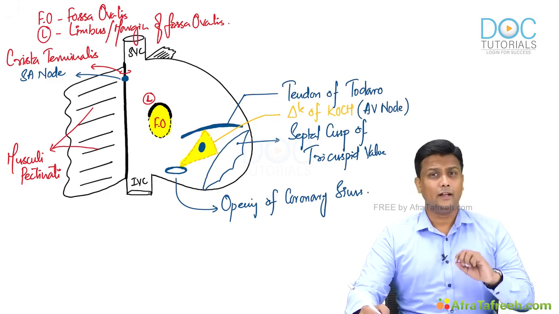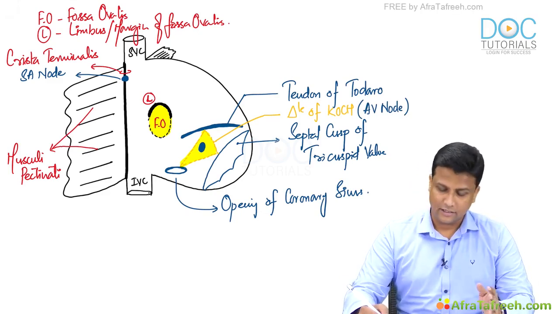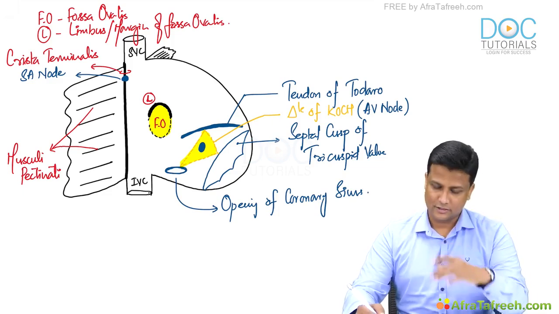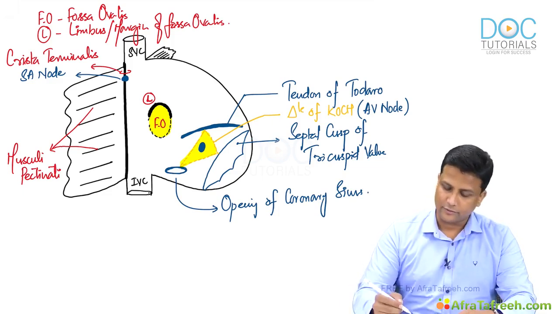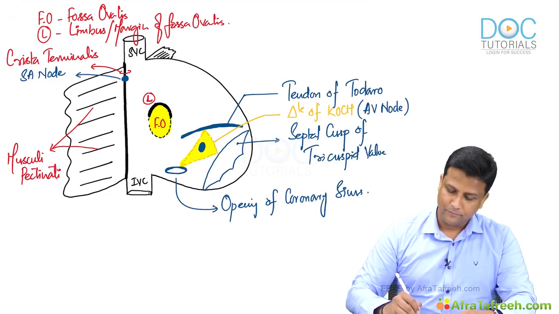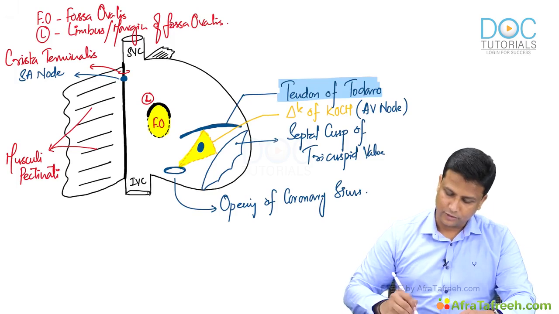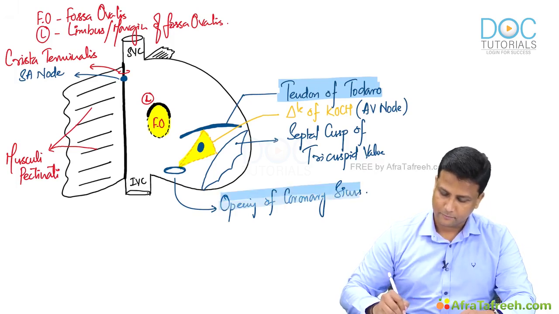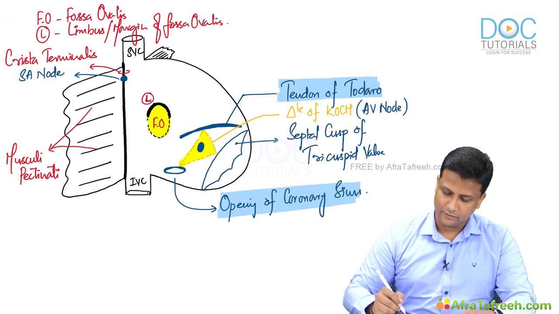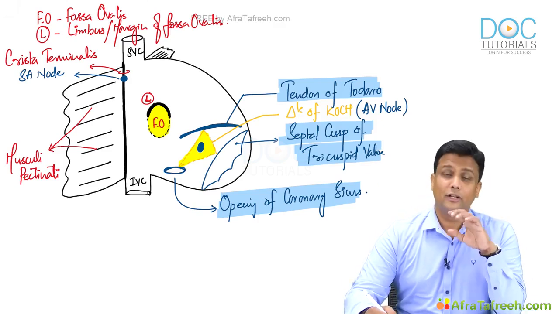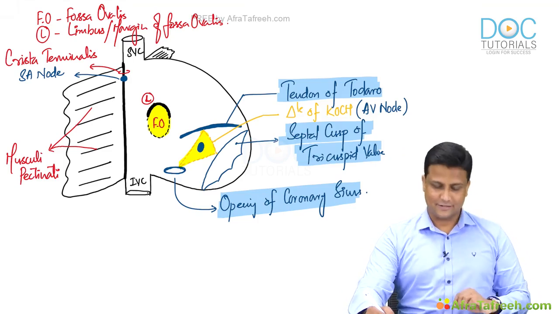Perfect. And in the exams, I have always seen that for the triangle of Koch, they will always ask the boundaries of the triangle of Koch, guys. So, let me just repeat for the last time. What are the boundaries of triangle of Koch? Number 1, tendon of Todaro. Number 2, the opening of coronary sinus. And then number 3 will be the septal cusp of tricuspid valve. These 3 will be the boundaries for triangle of Koch, which is actually the location for the AV node, guys, atrioventricular node.